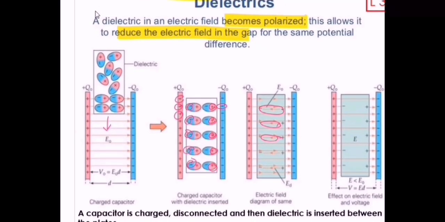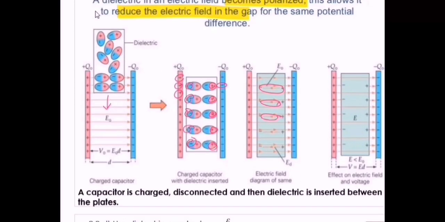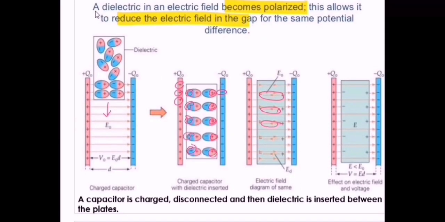So this causes the electric field to actually decrease. When the electric field decreases, we know based on this equation, V equals ED.